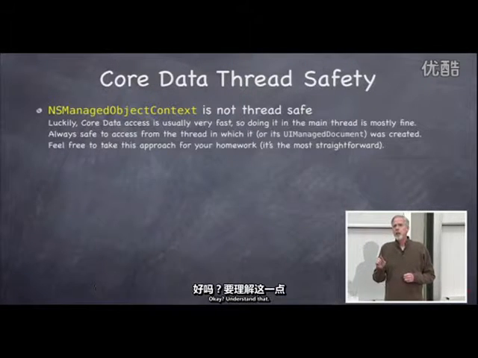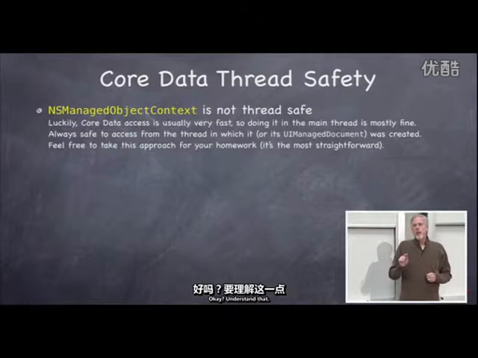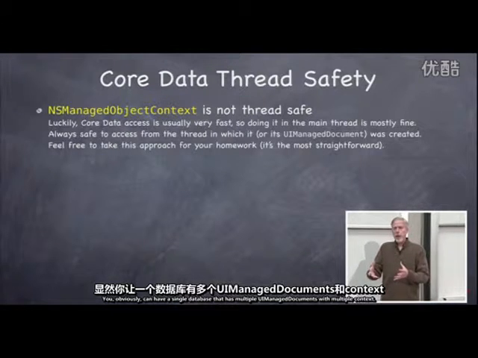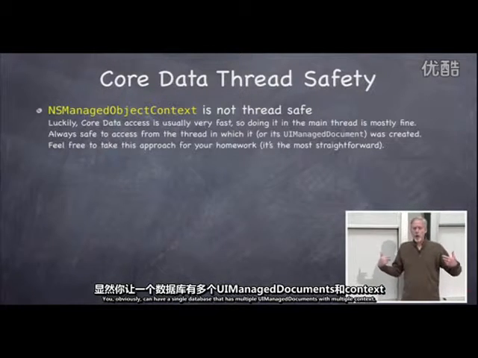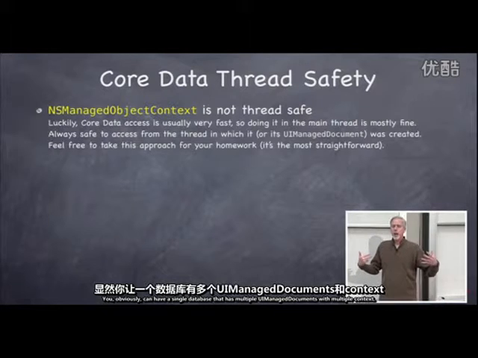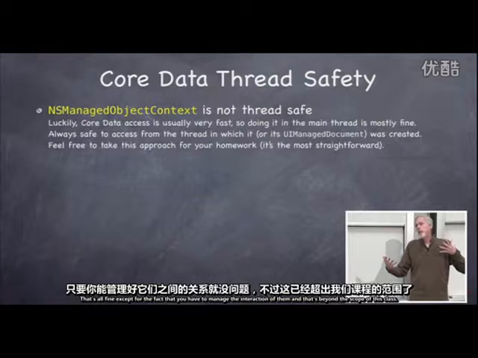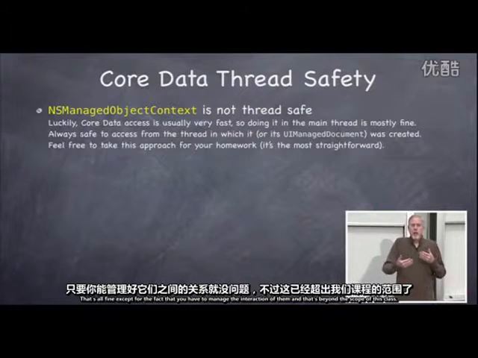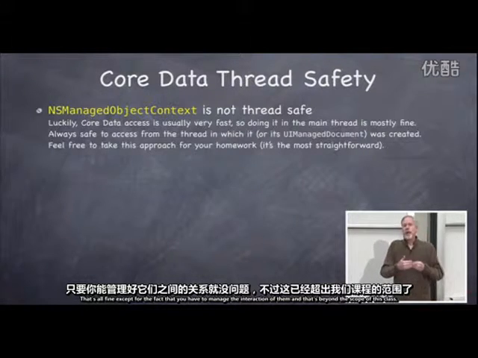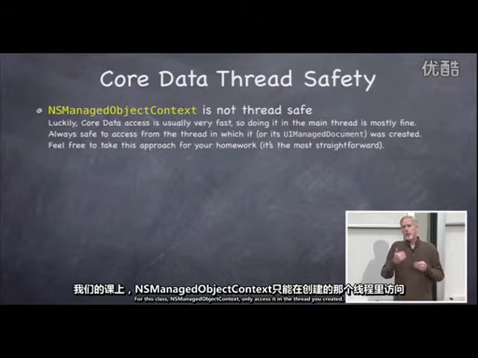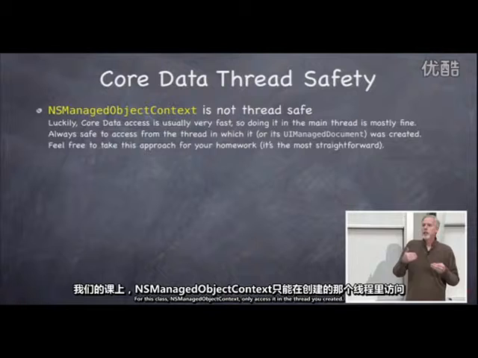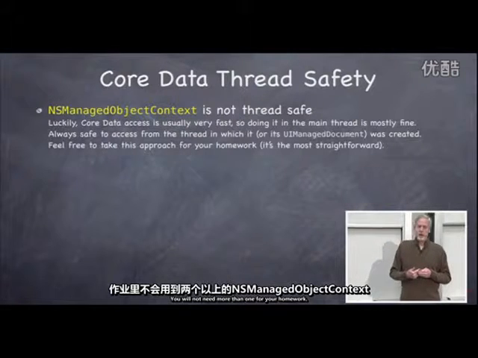Okay, so understand that. Now, you obviously can have a single database that has multiple UIManagedDocuments with multiple contexts. They could be created in different threads. That's all fine, except for the fact that you have to manage the interaction of them, and that's beyond the scope of this class. So for this class, NSManagedObjectContext, only access it in the thread you created. You will not need more than one for your homework.